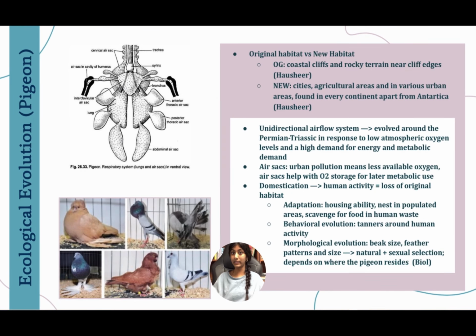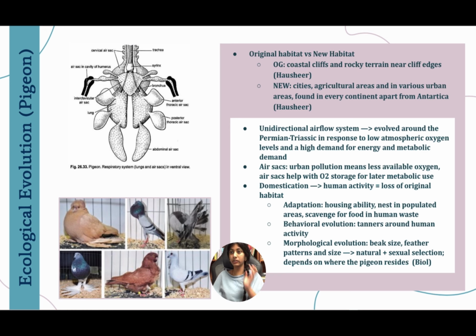Now moving on, we dissected the pigeon. Originally they were found on coastal cliffs, rocky terrains, and near cliff edges. However, now that humans moved into their habitats, they can now be found in more urban areas like cities and agricultural areas. Pigeons actually have a unidirectional airflow, meaning they take in new air every single breath they take, as opposed to humans that have a bidirectional airflow, and so every single breath they take mixes with old oxygen that's already stored in the lungs.